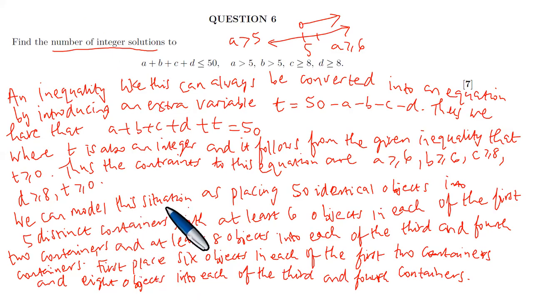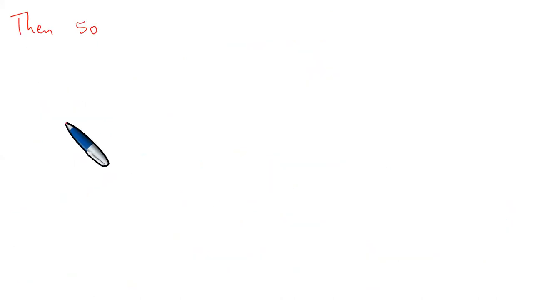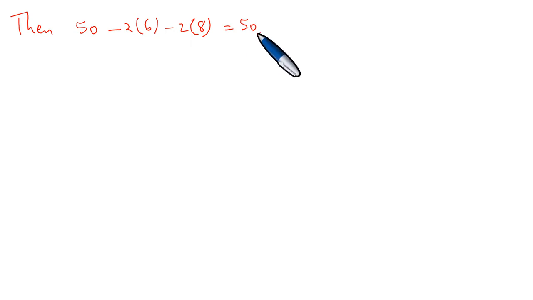Then what is the meaning of this here? Right. Then we have 50 because we said that we can model this situation as placing 50 identical objects into the five distinct containers. So then 50 minus at least six in the first two containers, at least eight in the other two containers, C and D. And therefore, this is 50 minus 28, which is equal to what? 22 objects.